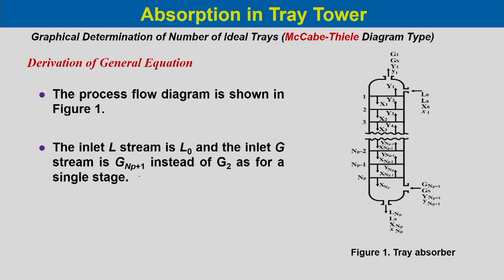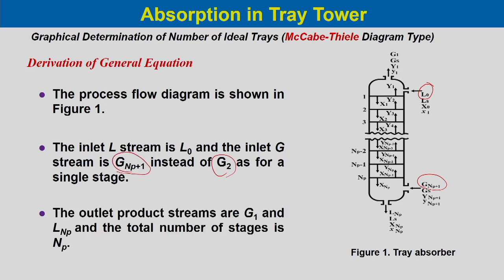the inlet G stream is G N P plus 1. So, L naught and G N P plus 1 are the inlet conditions, instead of G 2 as for the single stage. Like in single stage we use G 2, so instead of that it is G N P plus 1. At the bottom we mentioned position 2 and the top as position 1. The product outlet stream is G 1 over here, and instead of L N P, which is over here, the total number of stages here is considered N P, numbered from top 1 to N P. So, the total number of stages is N P.